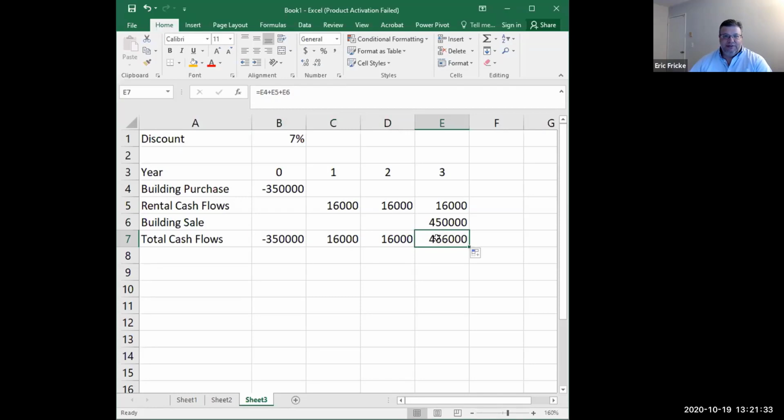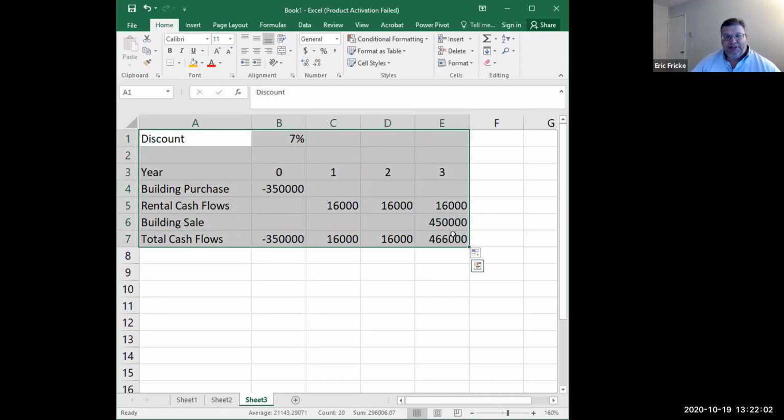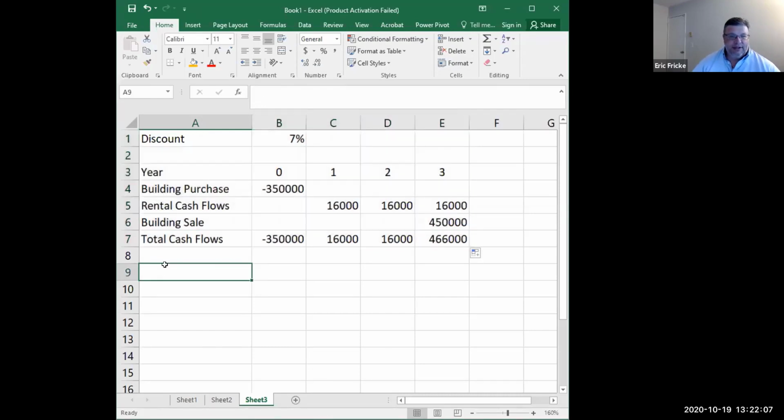And so you can see there's the formula. It's E4 plus E5 plus E6. And just making it the same formula all the way across makes it easier. Even though we don't have anything for building purchase there in year 3, it's okay because it's basically 0 if nothing's there. So it won't change our formula or make it wrong. Any questions on setting up the spreadsheet here? All right, then let's go and calculate the NPV.